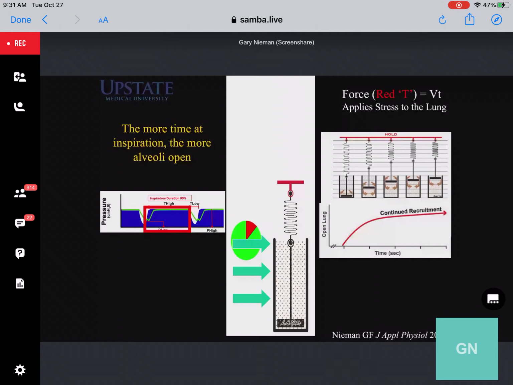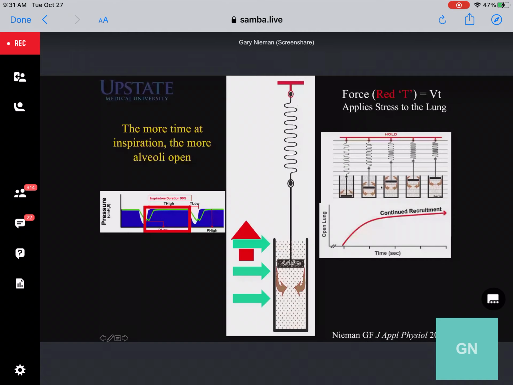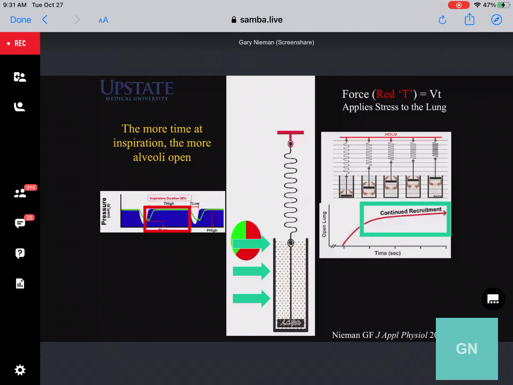And again, here we see the spring and the dash pots. The spring immediately moves up, and then there's the slow increase in the dash pot with the hold. And we can see that we get a continual increase in that movement over time. So what the spring and dash pot tool teaches us about viscoelastic tissue is the longer that you apply your inspiratory pressure, the more alveoli you're going to get open with each breath.